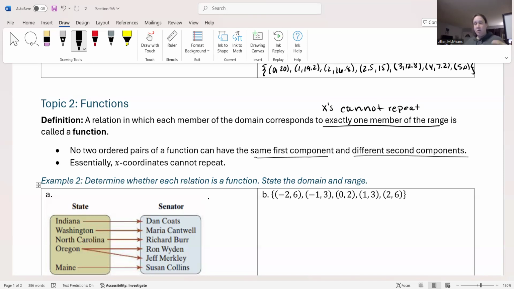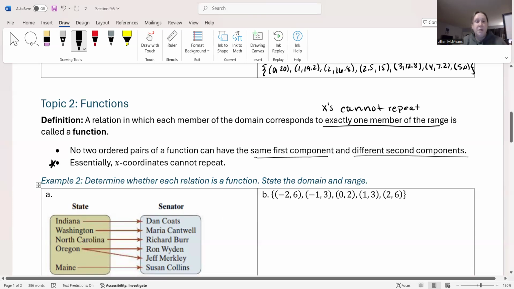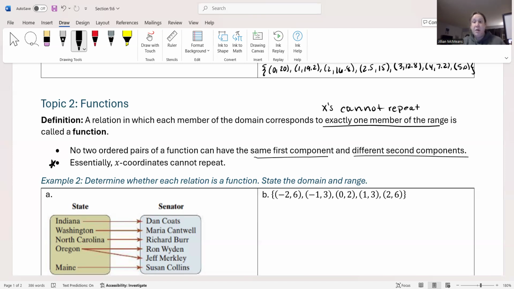That means if you're dealing with a function, for us that's going to be ordered pairs, the first component x, you can't have the same x corresponding to two different y's. That's not a function. It's certainly a relation, which is fine. It just doesn't meet the criteria to be a function. So essentially, what you need to remember: x coordinates cannot repeat. You can have a set of ordered pairs, and as long as each x value shows up only once, you're golden.